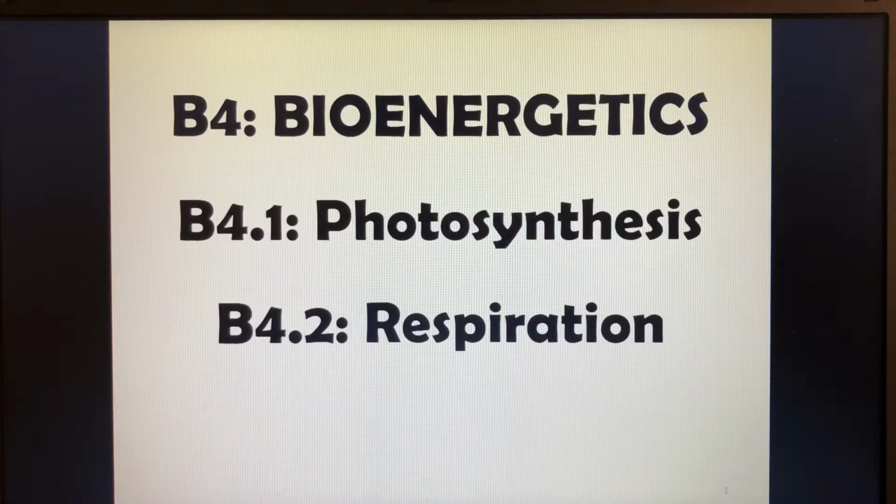Hello Year 9, this is part 1 of 3 parts revising the topic that we've just finished learning, B4, bioenergetics.